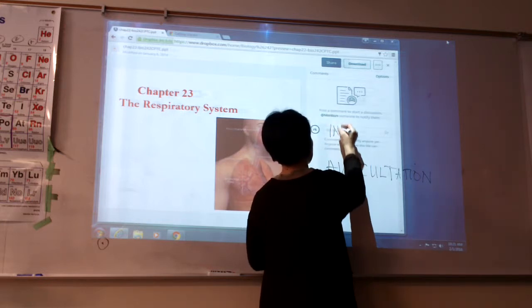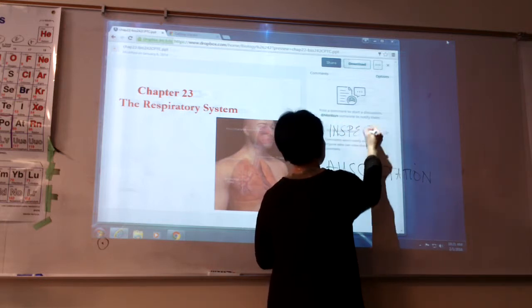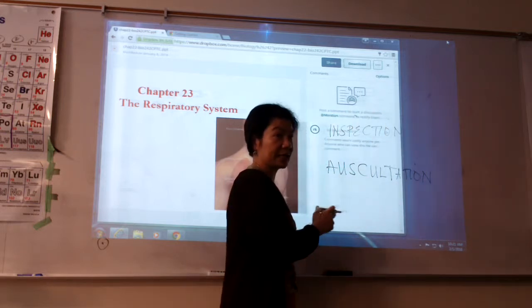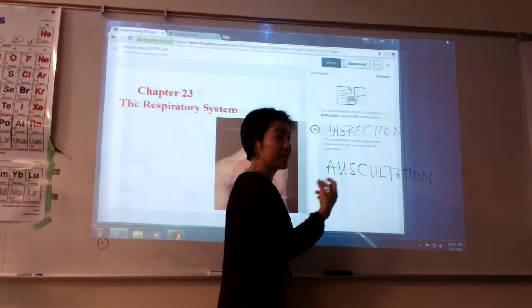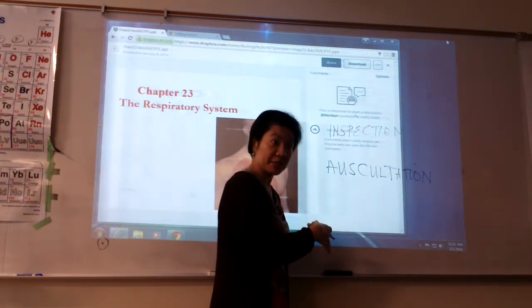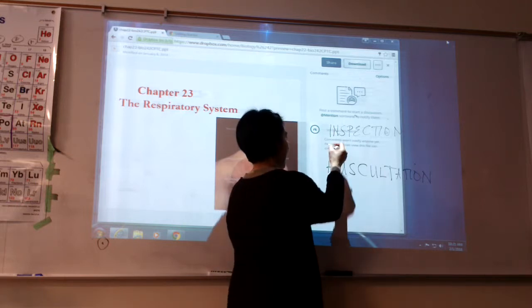So of course we start with inspection. This is always what we do. We look at the patient. This is always the first thing you do. Whatever kind of disease or illness the patient comes in with, you look at the patient. Inspection, right?